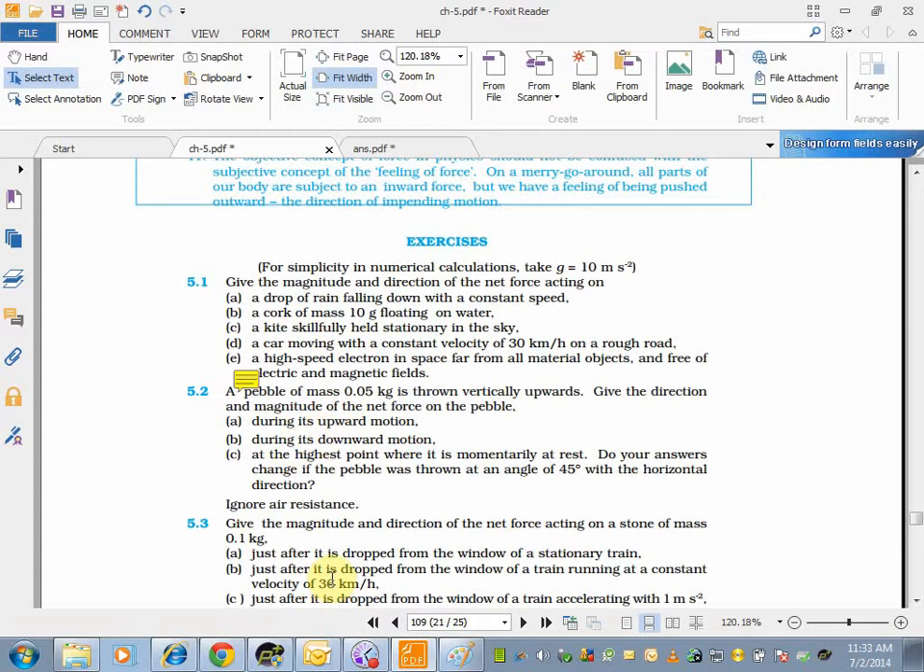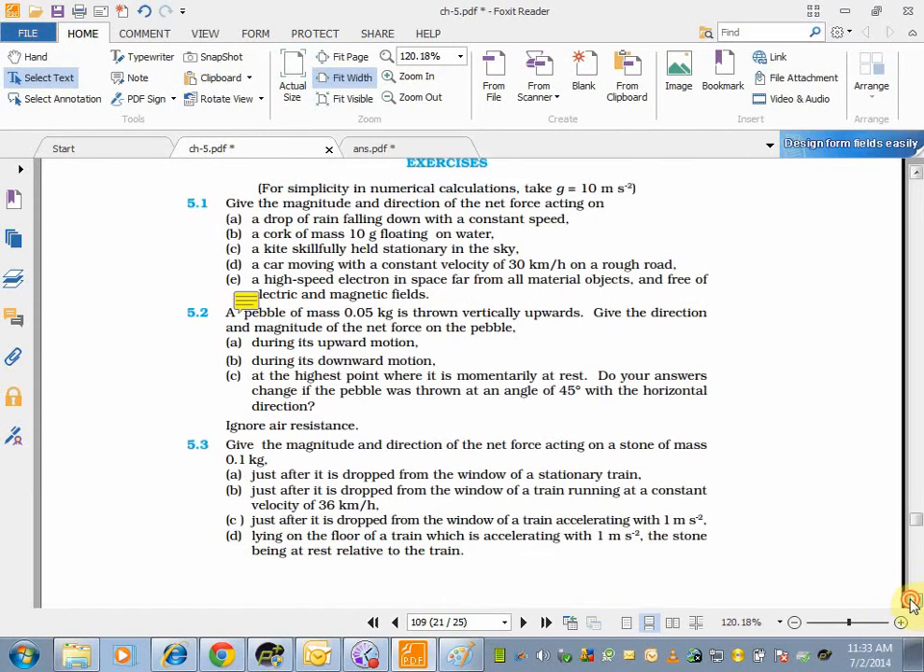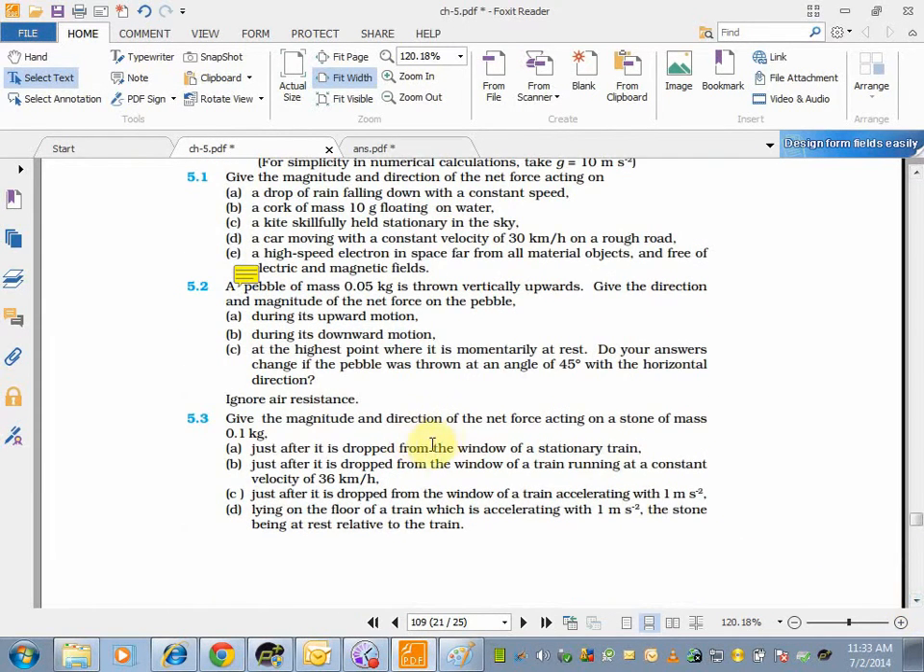And just after it is dropped from the window of a train running at a constant speed, again, if we are neglecting air friction, it doesn't matter. The force will be the same just after it is dropped from the window of a train accelerating as well. After it is dropped, the acceleration of the train will not affect it.